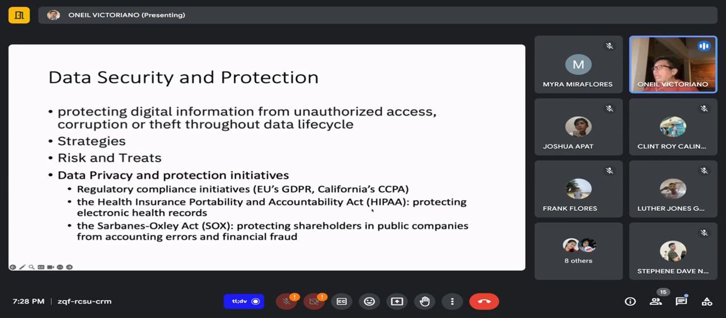There's also HIPAA, which is the Health Insurance Portability and Accountability Act, that protects electronic health records. And there's also the Sarbanes-Oxley Act, or SOX, protecting stakeholders of public companies from accounting errors and financial fraud. So you can look into this one, there's a lot of discussion; I'll just share it later, the YouTube channels also for discussing different initiatives, to go into details. But of course, we don't have time to discuss that.